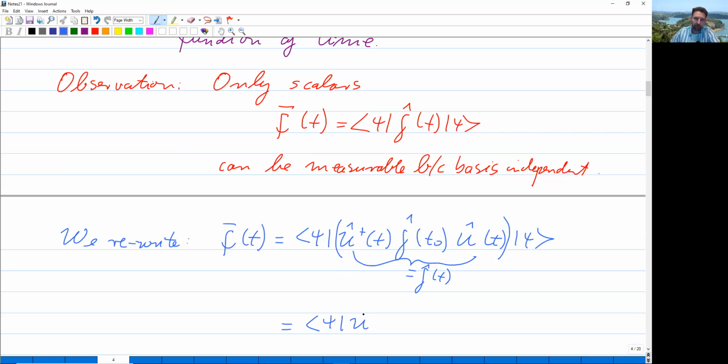We can also write this as u hat dagger of t, f hat of t naught, u hat of t, psi, and then bracket this way, which simply means we first calculate the action of this operator on psi. If you insert resolutions of the identity here, then this is, of course, just a matter of column vectors, matrices, matrix, matrix, column, matrix, etc.